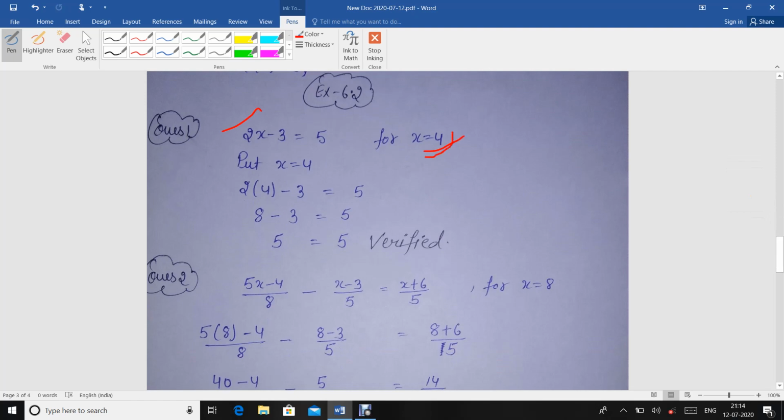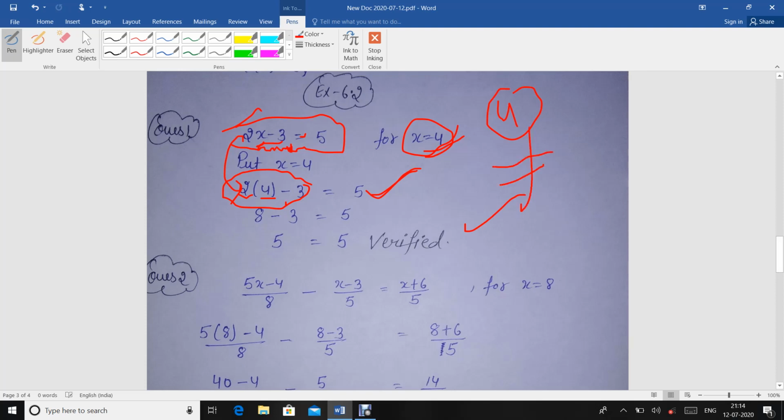Here you are given the value of x, that is 4. So you can put 4 at the place of x in this equation. See here, 2, at the place of x you have 4, then the sign of minus, then 3 is equal to 5. Now you have to prove that left hand side is equal to right hand side. If left hand side is equal to right hand side, then it is verified. But if left hand side does not equal right hand side, then it is not verified.